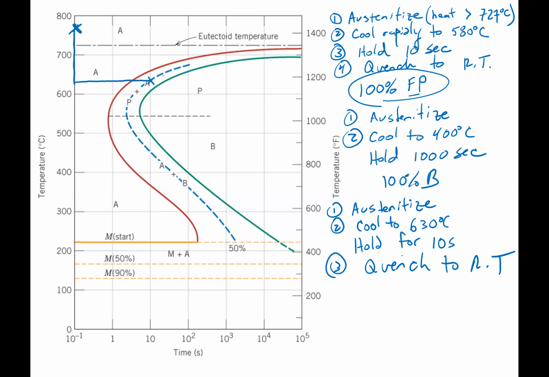So 10 seconds is putting me, at this point, at 50% pearlite, which means I still have 50% austenite, right? Because I'm only on the 50% transformation curve. I haven't crossed this green curve all the way to the right, which is the 100% line. So I'm at 50-50 at this point. And now I'm going to go ahead and quench down to room temperature.